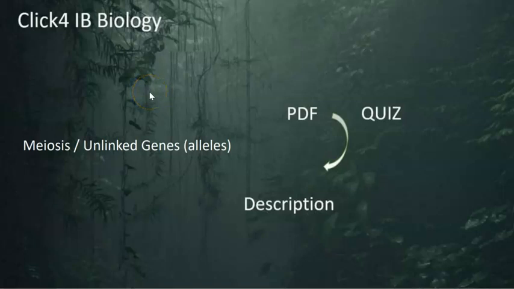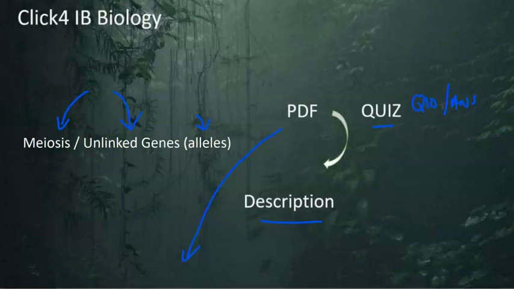We're studying genetics and we're looking at the process of meiosis at the higher level and considering the idea of unlinked genes and indeed alleles. There's a blank version of this PDF down in the description. You can download that, annotate that with your own notes, and then of course take the 10-question quiz, check out the answers to secure your own learning.